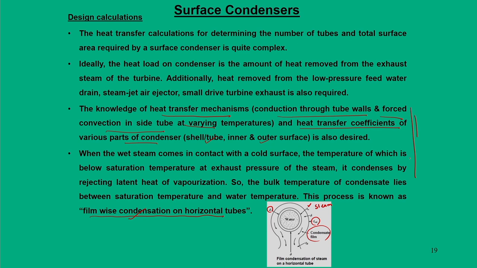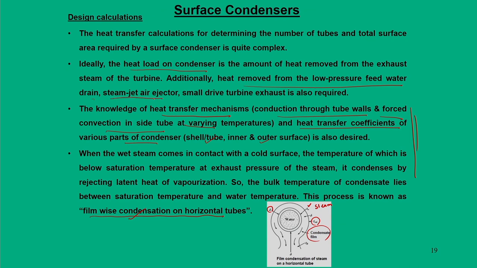And both of these things will give you the heat load on the condenser. Additionally, this heat load must be removed by the feed water, and that is the reason condensate and feed water are taken together, and all non-condensables have to be taken out from the condenser unit by a component called a steam jet air ejector. So, considering all these things together, we can say that heat transfer mechanisms in a condenser are quite complex, but what we have presented here is a very simple way so that numerical problems can be attempted.